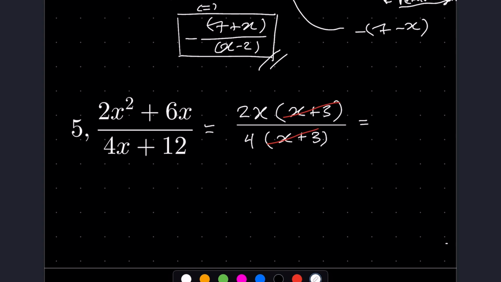That's the beauty of factoring, because now you just cancel those two terms out, and now we get 2 over 4, which is the same as 1 over 2. And that times x. The x doesn't cancel. So yeah, that's our final answer.